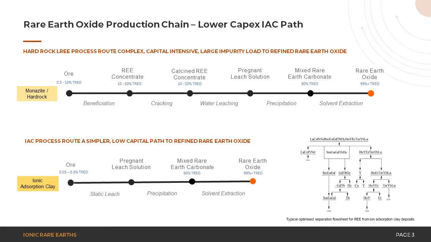So the ionic adsorption clays exist near surface. As I mentioned previously, Mother Nature has weathered the original source of the rare earths. So these are rare earths that have originated from the primary hard rock rare earths and weathered over millions of years. Those rare earths now exist in the clay with a chemical bond, and we're able to simply extract those rare earths using very low cost mining and processing methods.